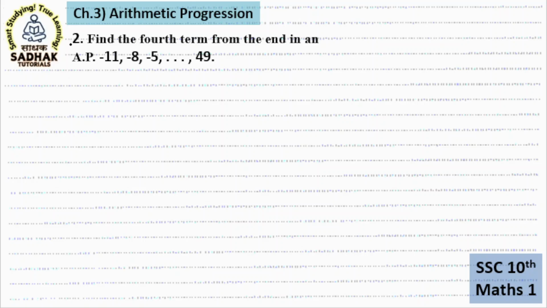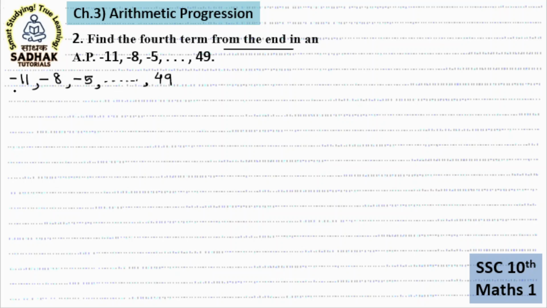Chalo, let us solve sum number 2 from the problem set. Find the fourth term from the end. So this is from the end in an AP. Fine. So what AP is given here? We have the AP: minus 11, minus 8, minus 5, and the last term is 49.